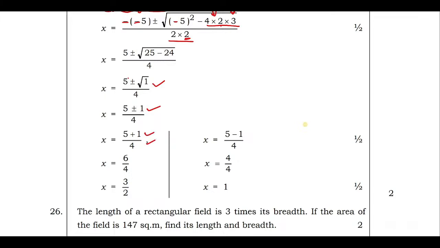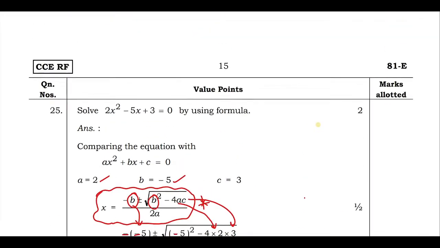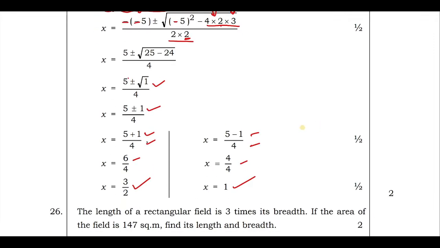5 plus 1 by 4, 5 minus 1 by 4. 6 by 4 or 4 by 4. What you get is 3 by 2 or 1. Therefore the roots are 3 by 2 or 1.